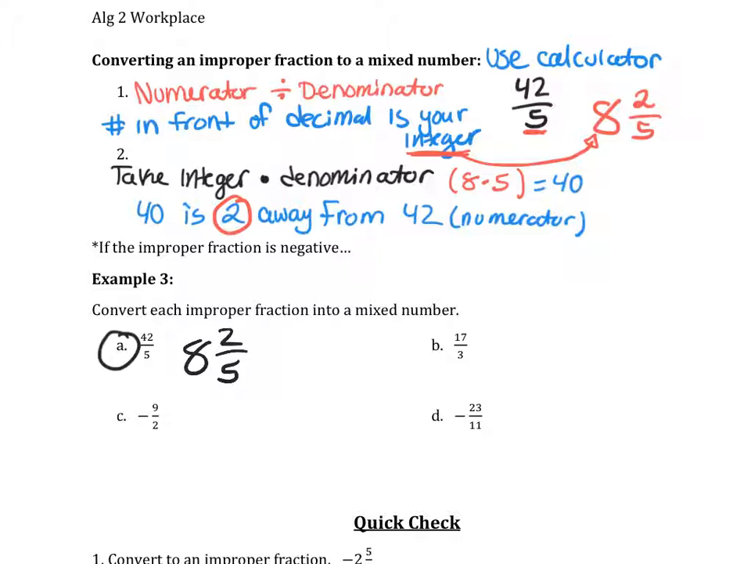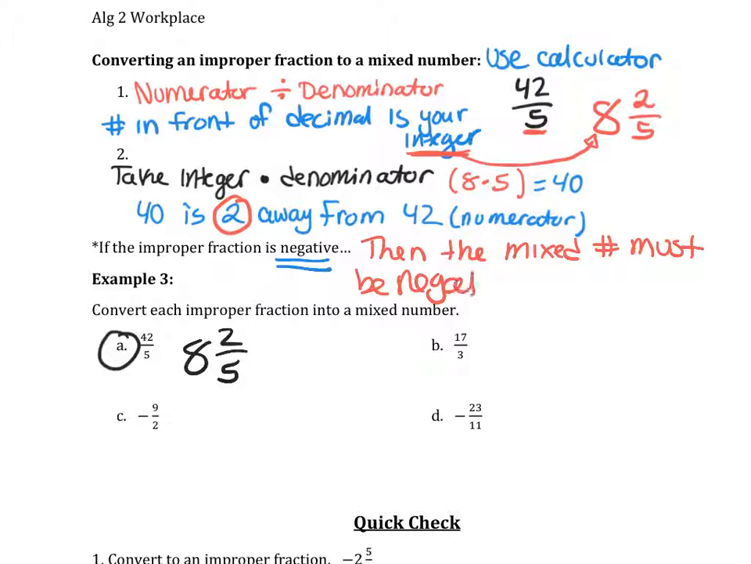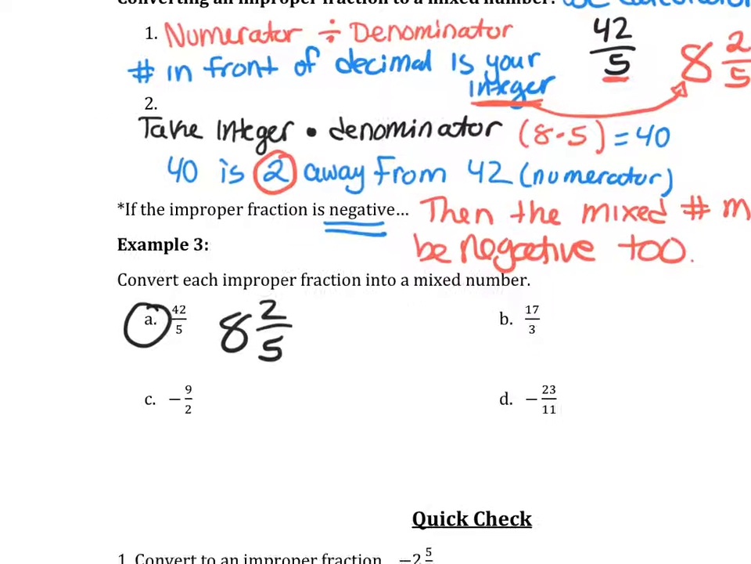And this little asterisk here below the steps: if the improper fraction is negative, then the mixed number must be negative too. So you don't have to deal with the negative in the calculator. If your improper fraction is negative, once you do the work to get the mixed number, you can just put the negative out in front. So just make sure the signs match when you're converting. A number won't go from positive to negative if you're just converting it.